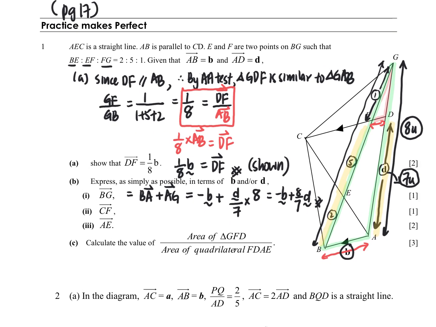So this one is 7 because this is 1:7. This is 1:7, right? So I want the whole thing, which is 8 units. So this D divided by 7 times 8. That's why you get the whole thing.